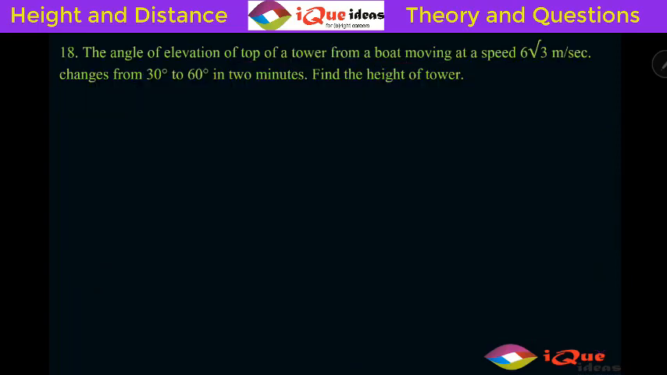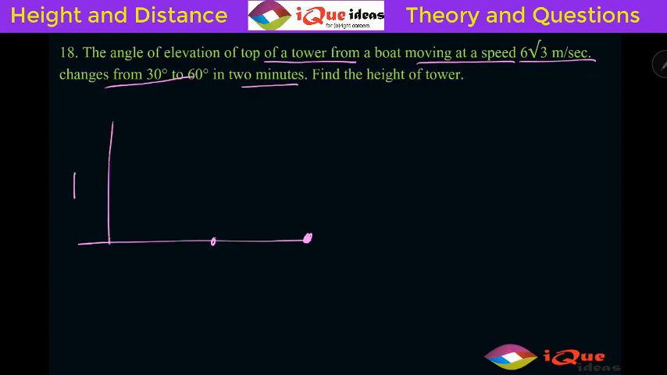Now this question says the angle of elevation of the top of a tower from a boat moving at a speed 6 root 3 meter per second changes from 30 degree to 60 degree in 2 minutes. Find the height of the tower. Alright. So let's say this is the water level on which the boat is moving from one point to the other point, and the height of the tower is, let's say, H. Okay. And from one point the angle must be 30 degree and later on 60 degree, right? So initially it should be far, because if it is far then only the angle can be smaller, because when it keeps getting closer the angle will keep increasing, right?